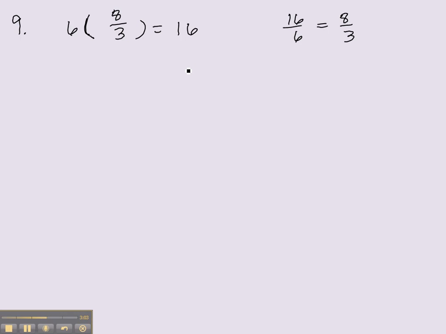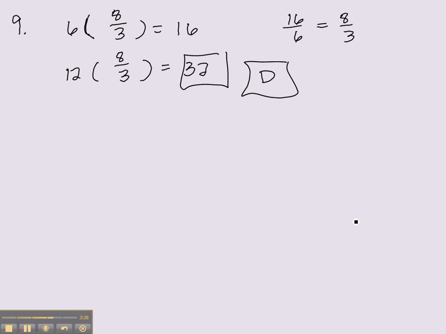We're going to use that same number to increase 12. And the 12 and the 3 cancel, 4 times 8 is 32. So that same percent increase raises 12 to what number? 32. Answer choice D. So we really didn't have to know what the percent increase was. We just needed to know that it was the same percent increase in both situations. Let's look at number 10.